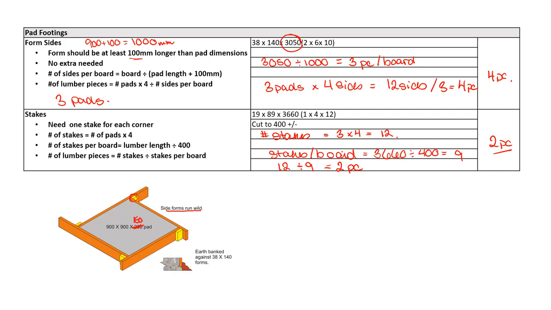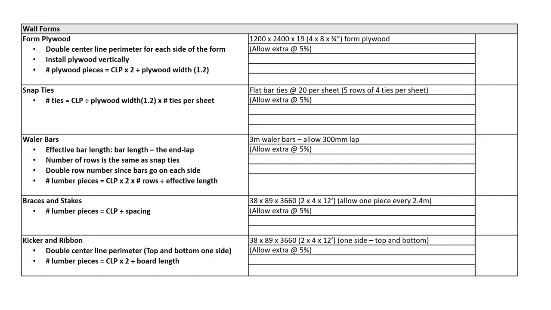So not too bad to calculate, just lots of little pieces. But if you stop and think about it, they're pretty logical. We have one section left to calculate. Sorry, getting my words mixed up. We've got the footing calculated. That's all good. We've got the pads calculated. That's good. Now we just need to know what we need for the walls.